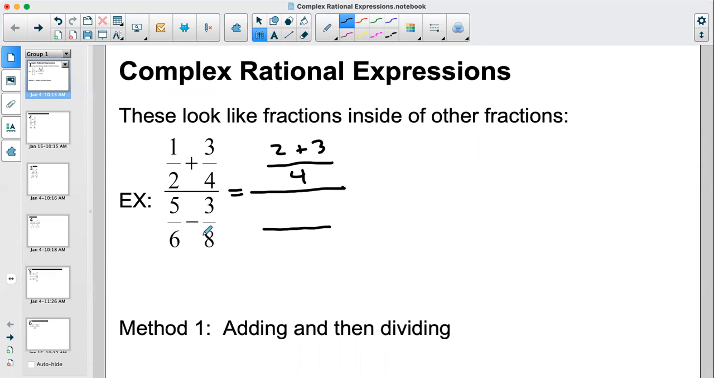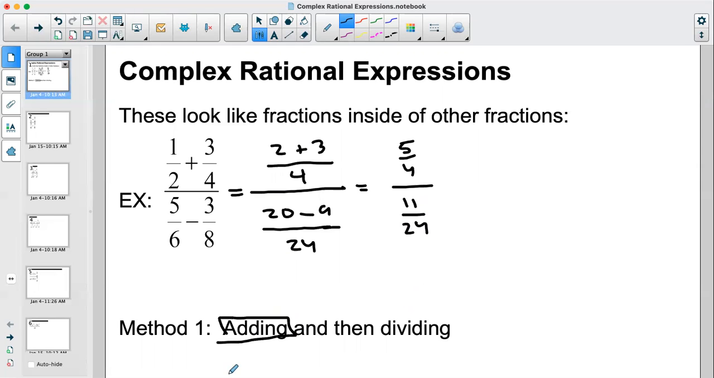The common denominator would be 24. So times 4 to get there from the 6 makes it 20 on top, and times 3 gives me a 9 on the top here. So this is really 5 over 4 on top and 11 over 24 on the bottom. So all I've done so far is add. That's the adding part of this method.